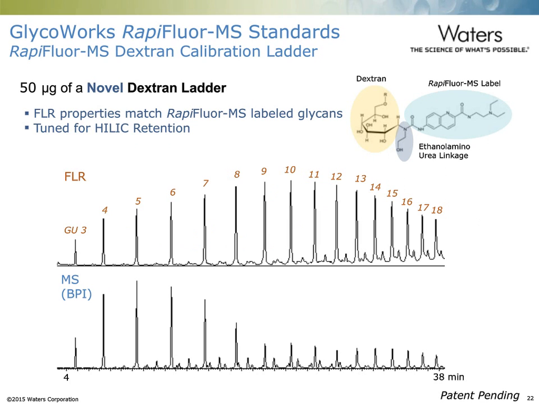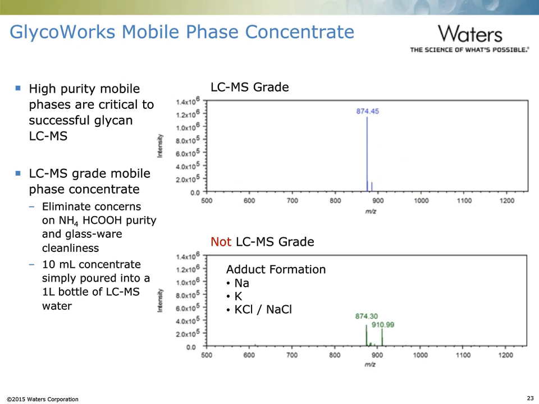Additionally, as many of you are aware, the use of a dextran ladder as a calibration standard is particularly useful in glycan analysis. Shown here is the dextran ladder, in which we were able to label dextran with a version of our RapiFluor-MS that gave us equivalent fluorescence signal.